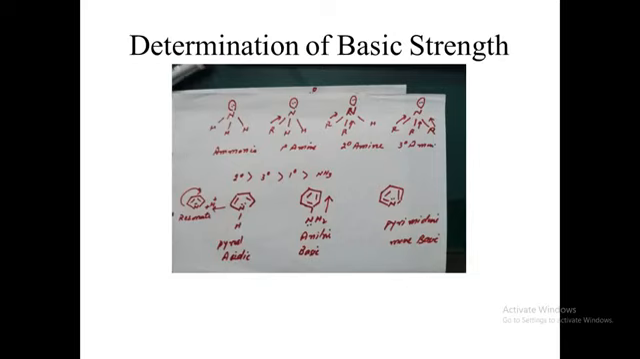Second one is primary amine. It has one R group. R group stands for alkyl group. It may be methyl, ethyl, propyl, butyl, whatever the alkyl group. It has one R group and 2 hydrogen atoms. It means it has one group that is donating electron density to nitrogen, increasing electron density on the nitrogen atom and making it more basic as compared to ammonia.